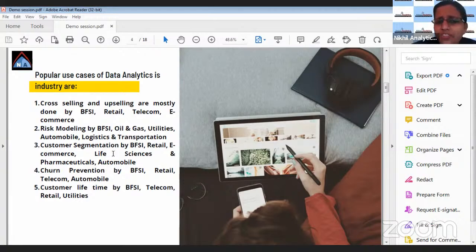Similarly, in automobile, logistics and transportation, data analytics is also popularly used. Other domains could be customer segmentation, wherein the same product cannot be pitched to every segment of people, right? Based on the segment of customer, take Maruti Suzuki, for example. They have separated their brand also, like Nexa. Why did they separate? Because they want to pitch a different product to a different segment, and it also helps them to reposition their brand.